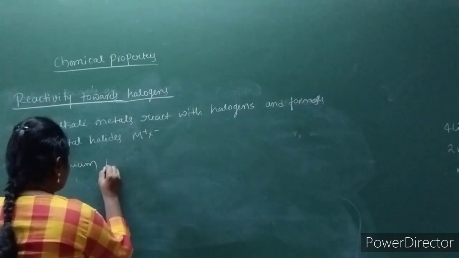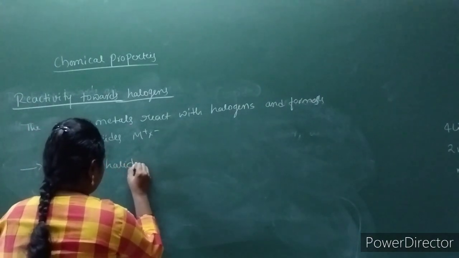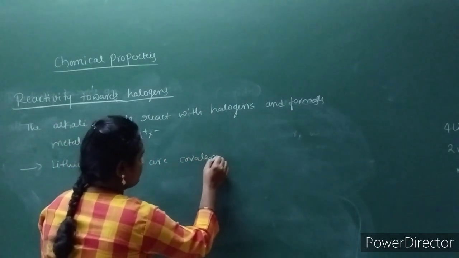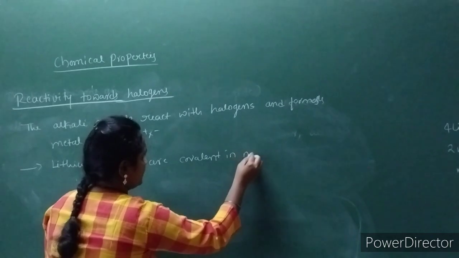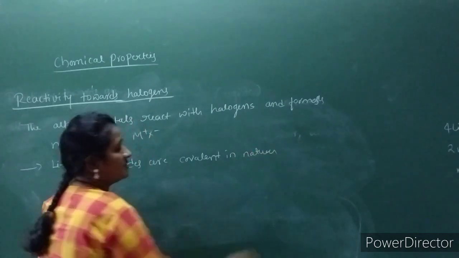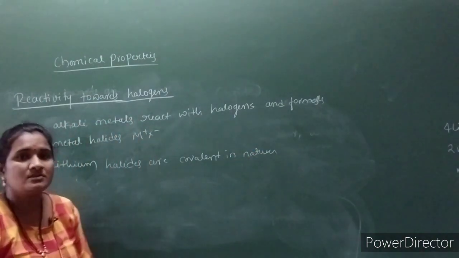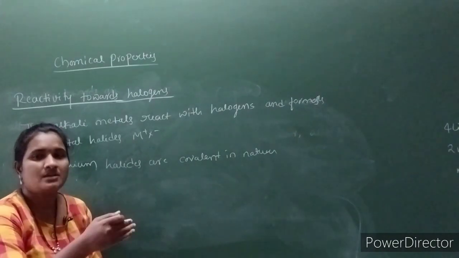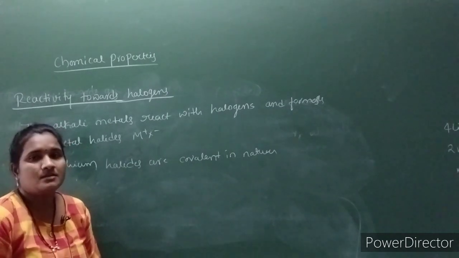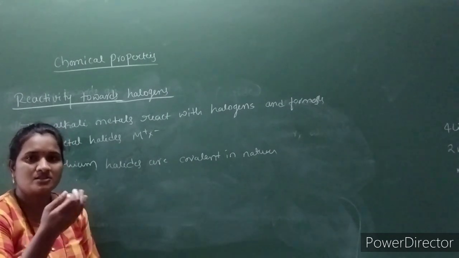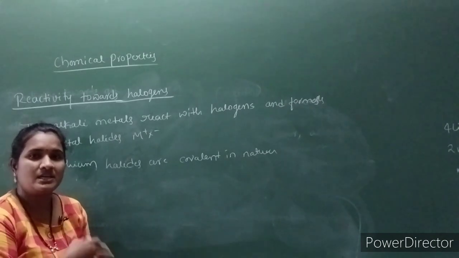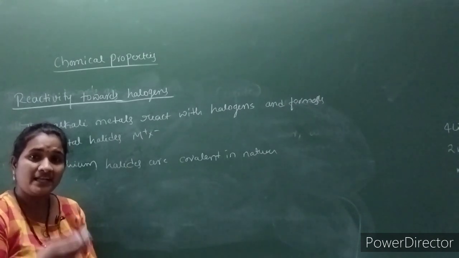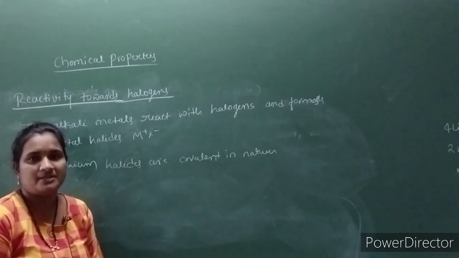Lithium halides are covalent in nature, and polarizing capacity depends upon the size of the cation. As the size of the cation decreases, the polarization capacity increases. If the size increases, the polarization capacity decreases. But lithium is a smaller ion compared to other alkali metals, so that is why it has maximum polarization capability.